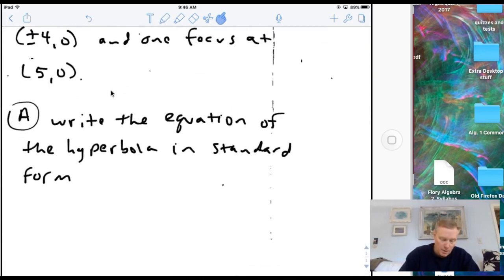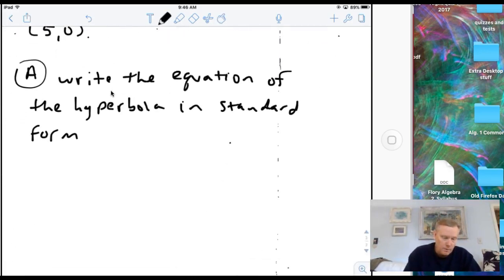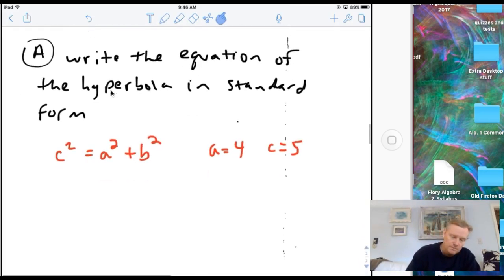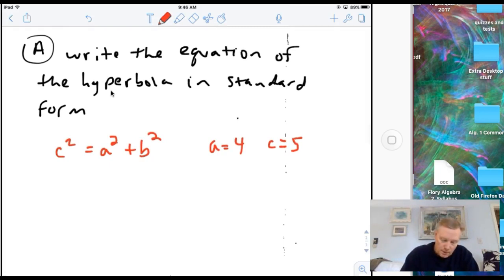Okay, so A. Let's see. I'm going to use that equation, c squared equals a squared plus b squared. And a is going to be 4, and c is going to be 5. Excuse me, the focus is always c. Okay, so if I plug those numbers in, I get 5 squared equals 4 squared plus b squared.